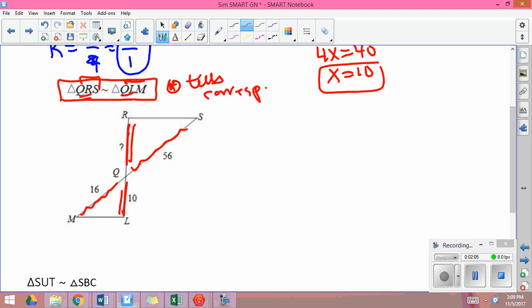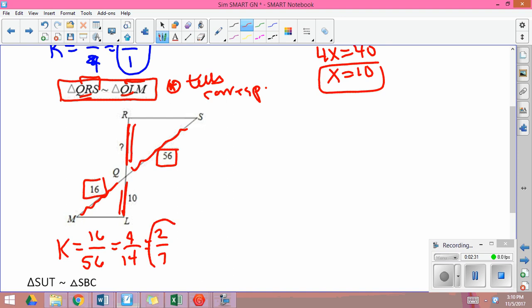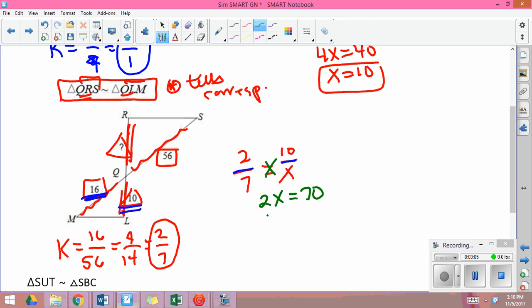So if I'm going to find K, my first choice is to put these together, and I'm going to say smaller to larger. So K is 16 over 56. Common factor of 4 is going to be 4 over 14. There's still a common factor in there. 2 over 7 is my scale factor. So then when I go to find this missing piece right here, I will have small over large. So I'm going to put my 2 over 7 is equal to, so my smaller triangle, 10 over x. So keep in mind, if I use this one first in the smaller, I have to use this one first in my other proportion. And so when I cross multiply, I have 2x is equal to 70 and x is 35.